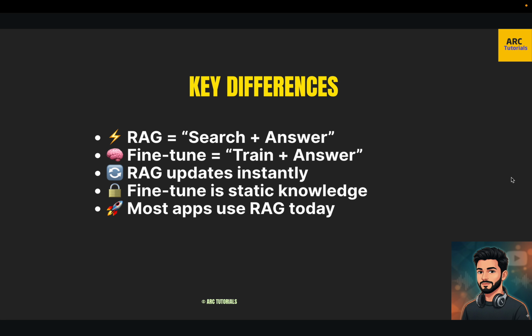Now, talking about the key differences, RAG will do a search plus answer. It will search the previous data the AI model was trained on, plus the new set of data or the documents that you provided. Fine tune means you're training the entire AI model and that's where it will give you the answer. RAG updates instantly. Fine tune is static knowledge because you're training on a certain set of data.